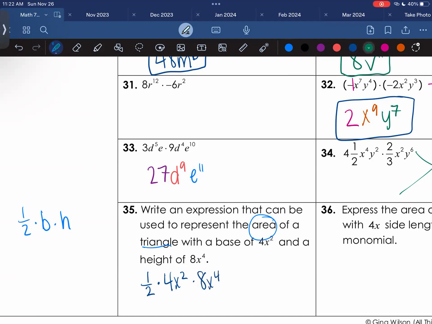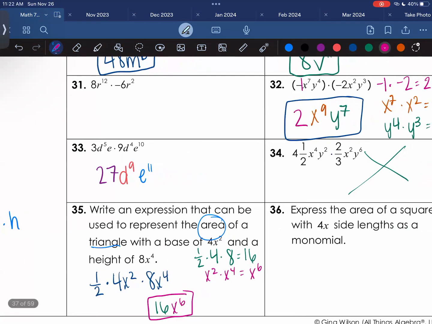So we can simplify this. We have to multiply all of our coefficients. So we have 1/2 times 4 times 8. That's going to give you 16. So we're going to write 16. Now if we do x squared times x to the power of 4, that'll give us x to the power of 6. So this would be our area. Now we don't know what x is, so we just leave it at that. Go ahead and try number 36.